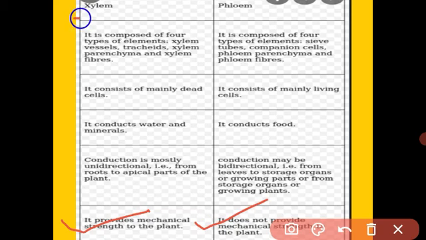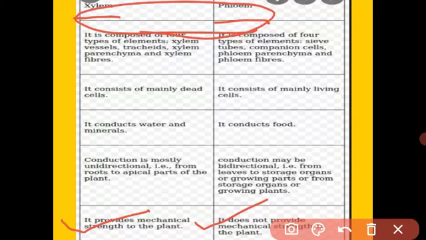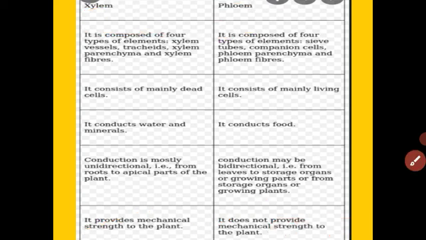Understood, student? What are xylem and phloem? The xylem and phloem tissues together are called the vascular bundle. Understood? And what is the main function of phloem? It transports the food material to all parts of the plant and gives mechanical support to the plant. And xylem transports the water in the upward direction. It also gives mechanical support to the plant. Got it, student? What is meant by xylem and what is meant by phloem?